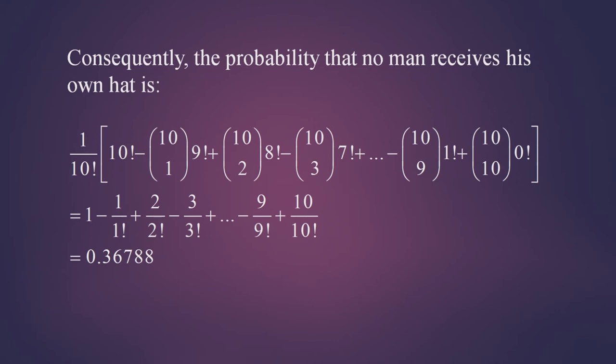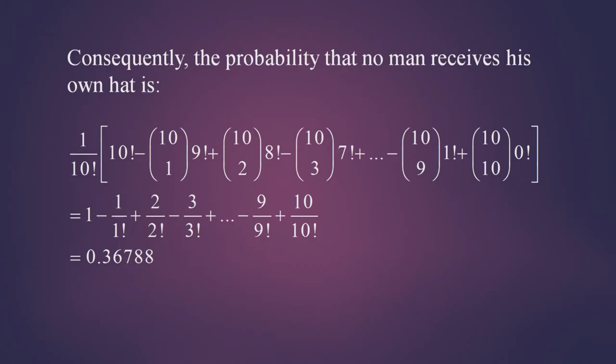Then we can find the probability that no man receives his own hat in this way. It will be 1 by 10 factorial into 10 factorial minus the cardinality of A1 union A2 up to union A10, which is nothing but 10 choose 1 into 9 factorial minus 10 choose 2 into 8 factorial up to minus 10 choose 10 into 0 factorial.